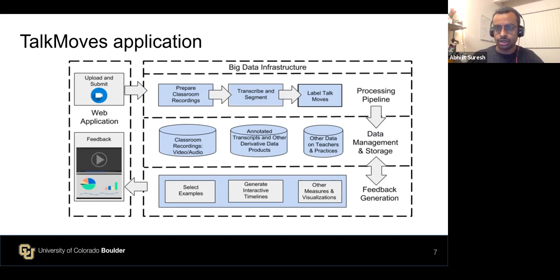Once the individual talk moves are labeled, we can generate different feedback and visualizations based on all this pre-processing, and then send this feedback to the web application to be shown on the website. So this is a system overview of the TalkMoves application.